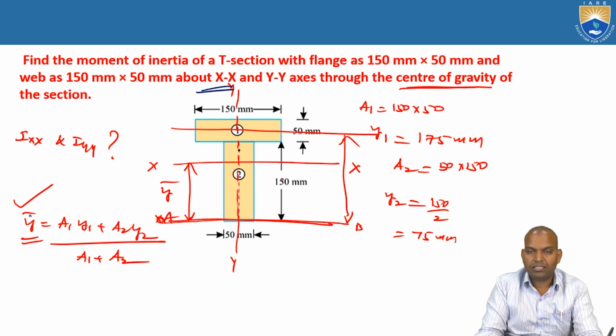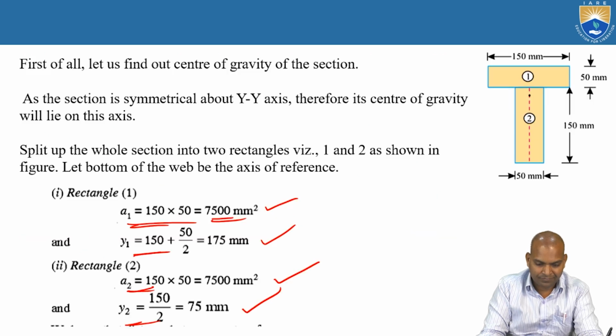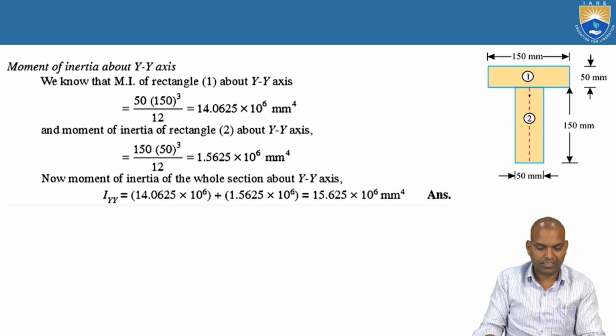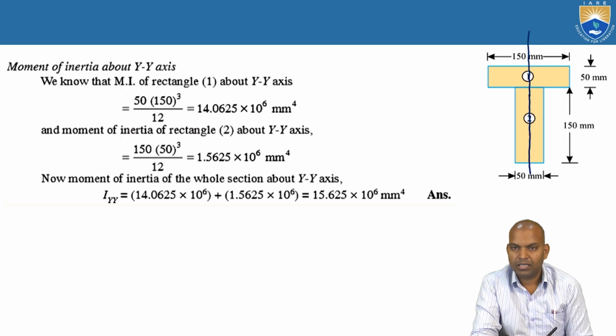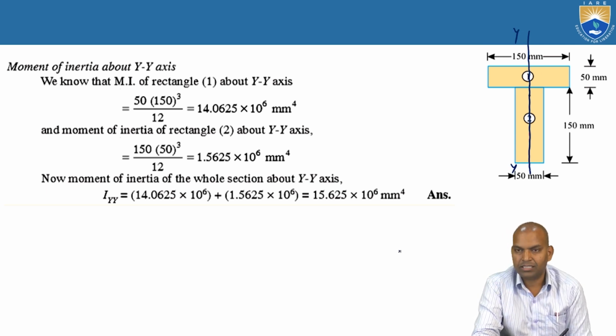XX, about XX. Next, we have to find out about YY. Again, how to find about YY we want? Parallel to centroid, about the YY axis. This is the YY axis. The centroid is passing through it, and this is symmetrical about the YY axis.